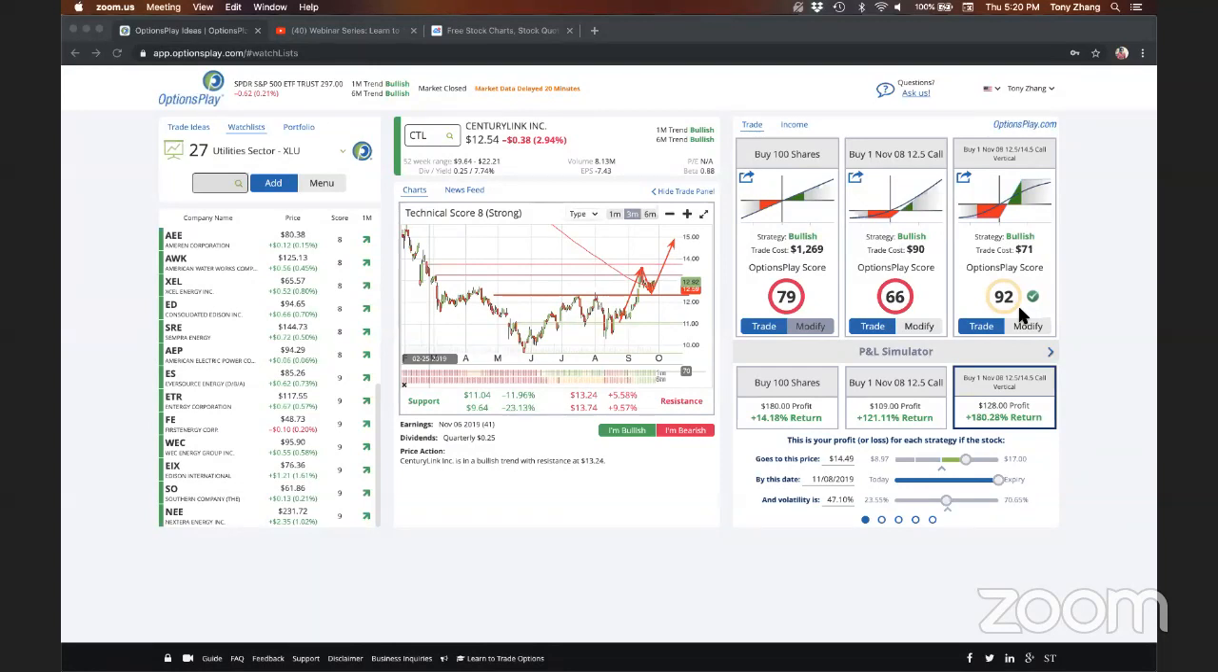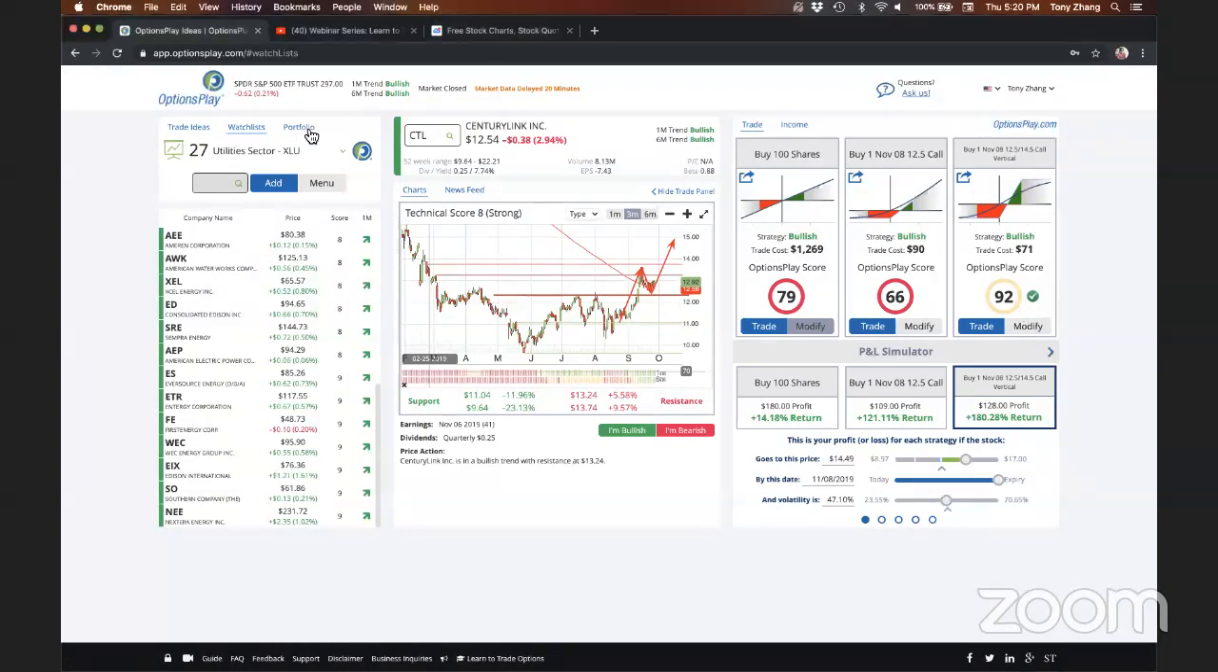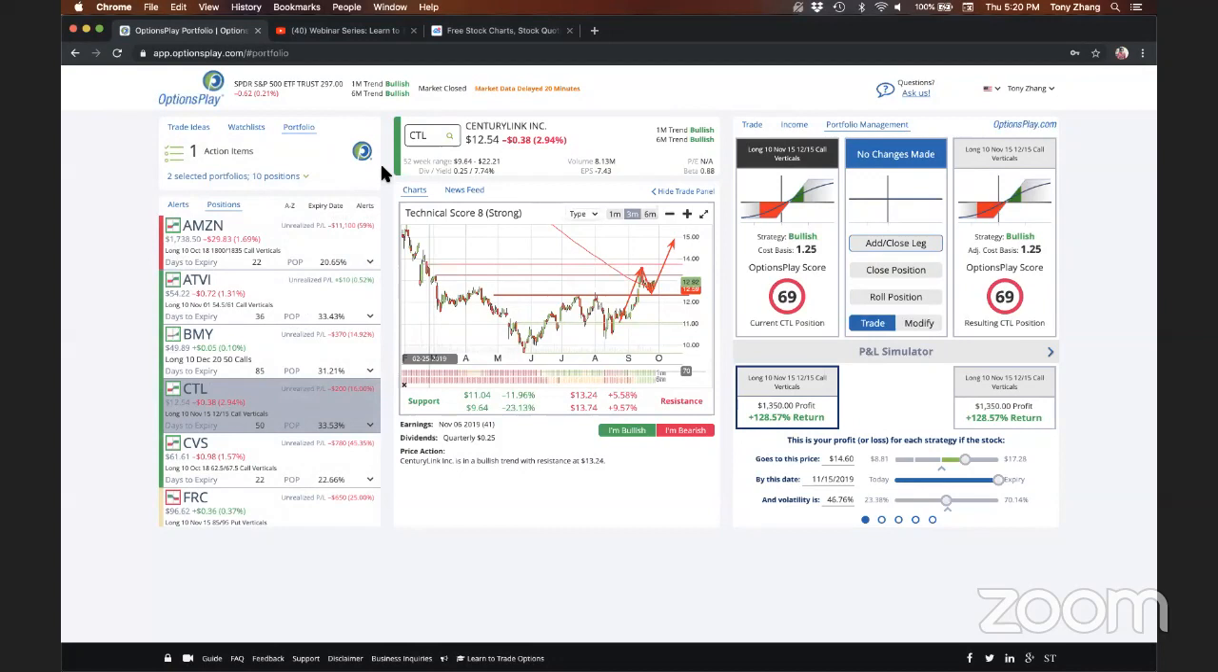John is saying the daily play tracker is not updated and the link does not always work from the emails we receive. Is it updated every day or only weekly? So the portfolio is updated every single day. As you can see, the CenturyLink trade is in there from yesterday, so it is updated every single day.